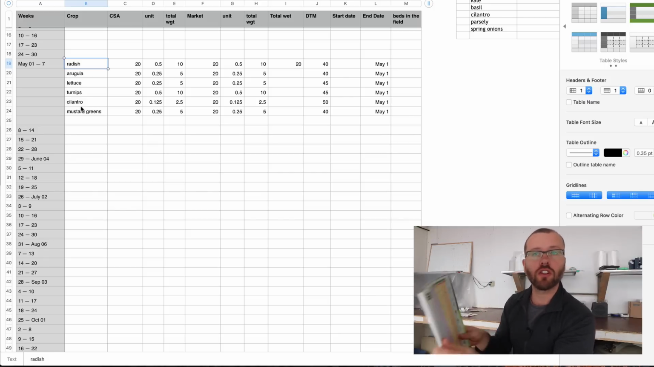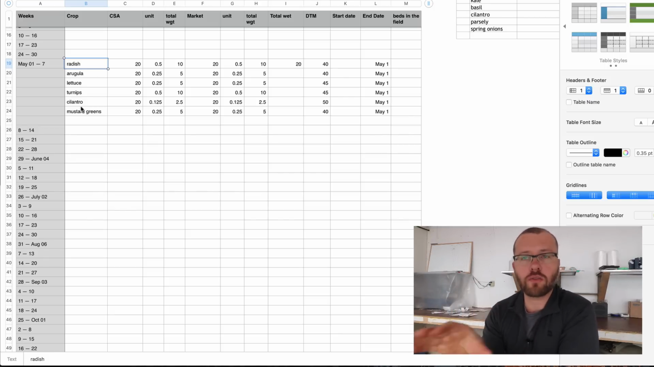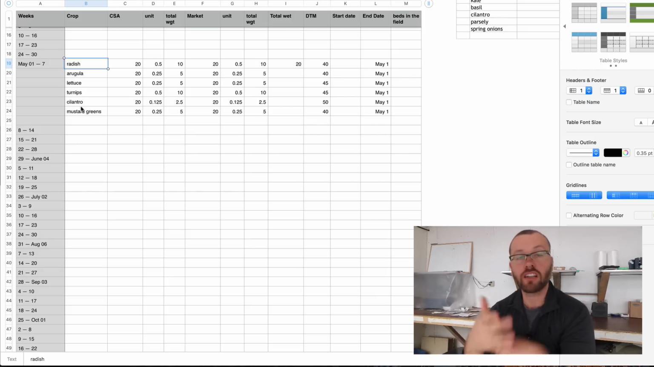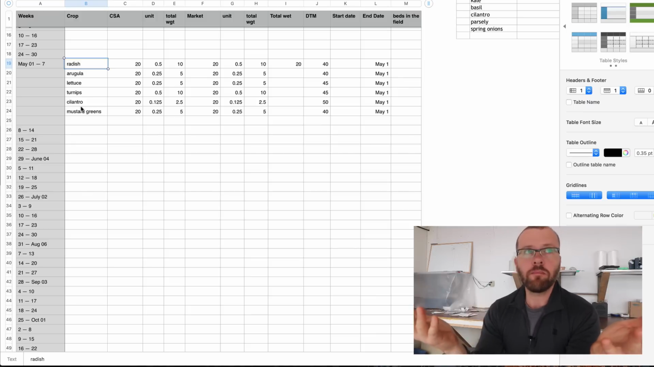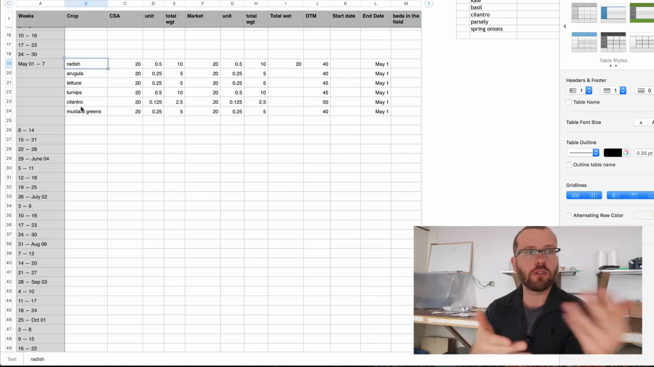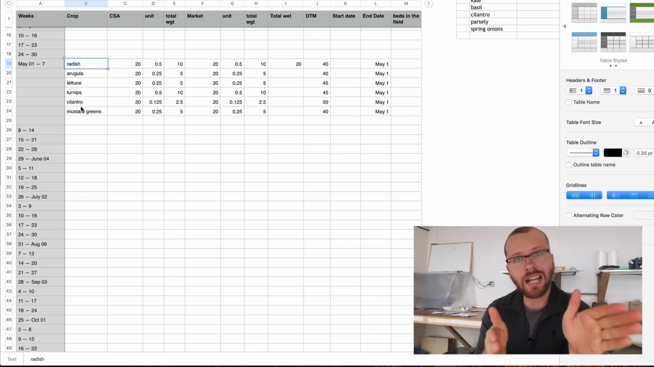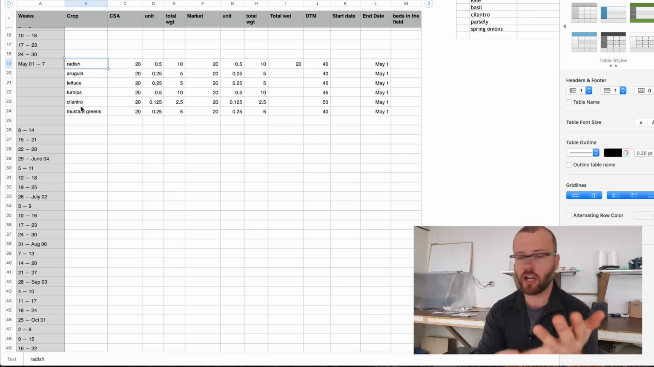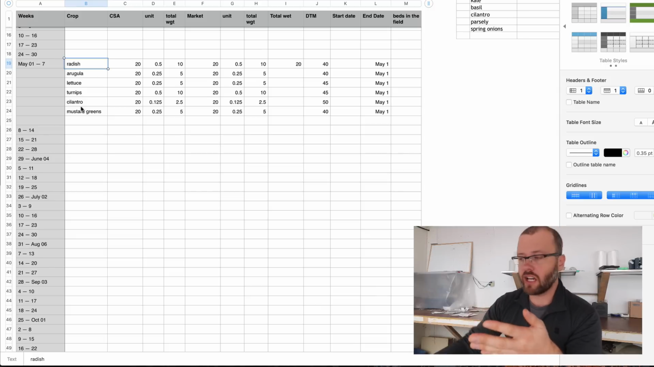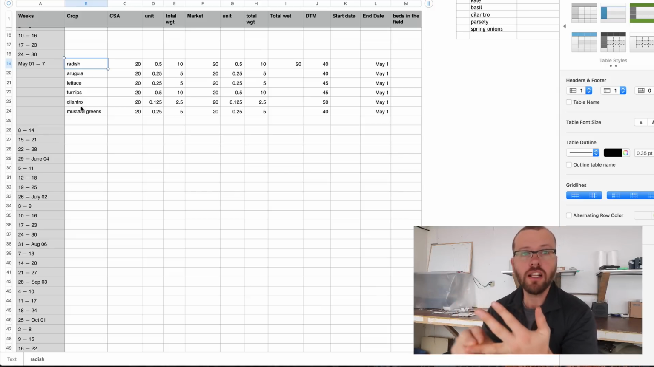So it's very useful to get an idea of what crops might be available at each time of the season, because when you're starting out, you don't know, right? You might know intuitively that lettuce is available in the spring, but when exactly does lettuce usually come online? You can find that information out with a seed catalog like this, but you can also talk to farmers.